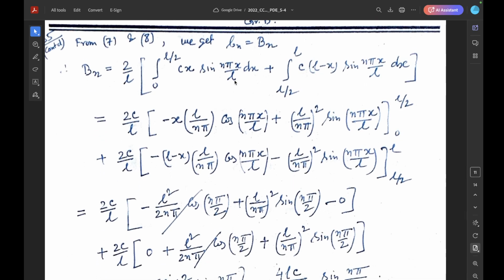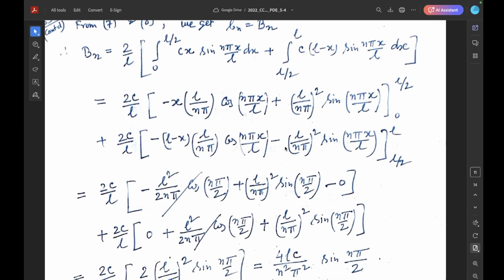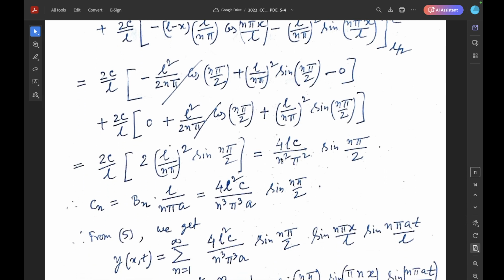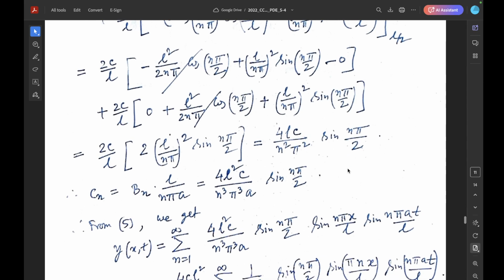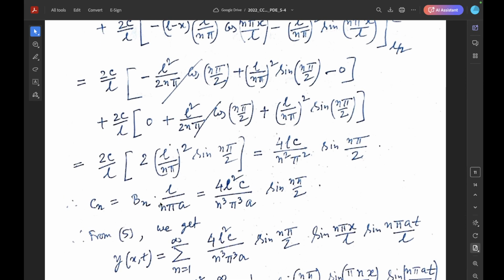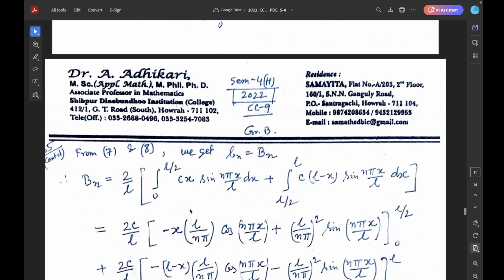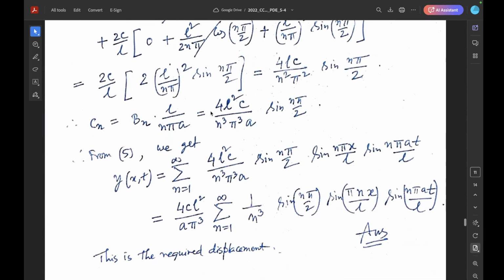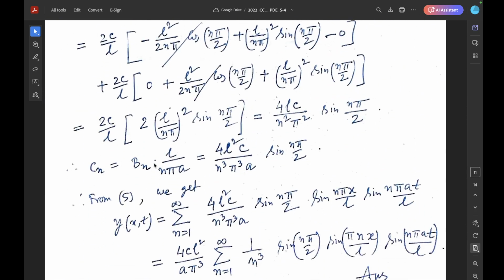So this is the first function and this is the second function, by parts integration. We get this, and here the sine function is the second function and the other is the first function. For this by parts integration we get this, and after simplification we get 4Lc/(n²π²) sin(nπ/2). Therefore Cn equals bn into L/(nπa), because bn equals Cn nπa/L.